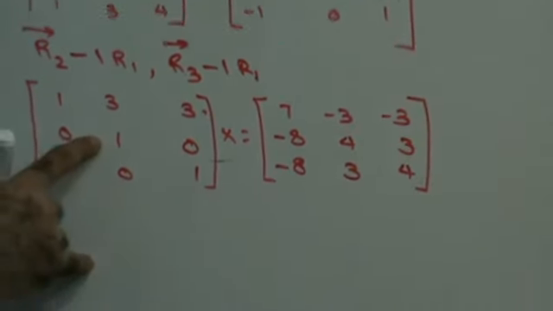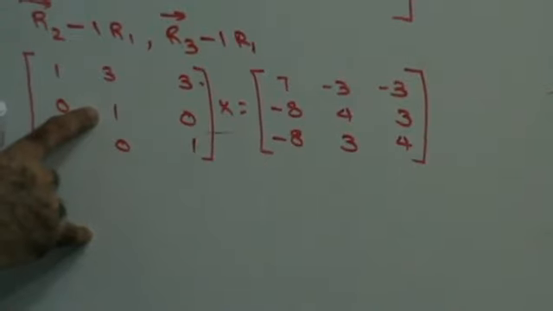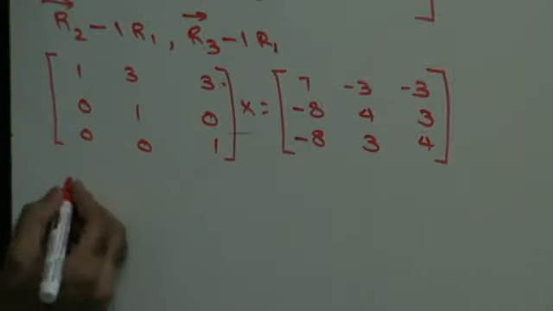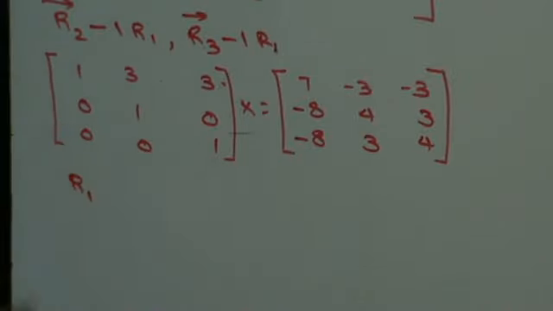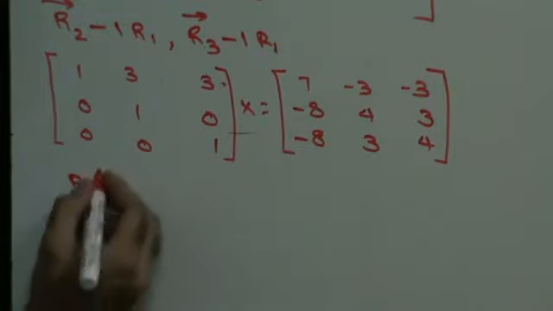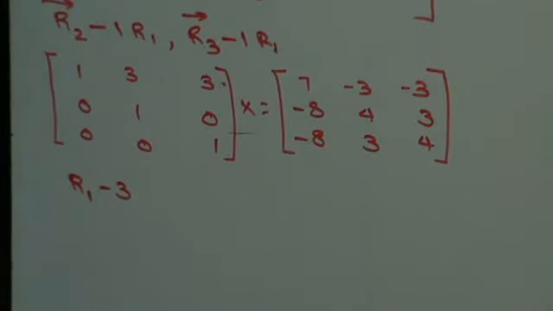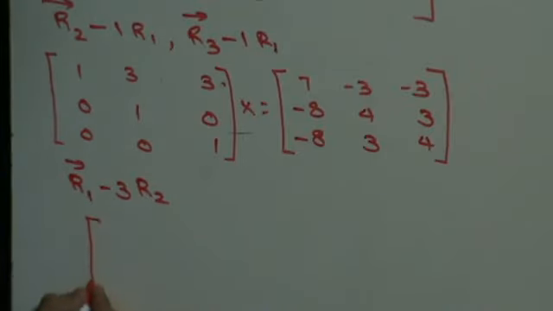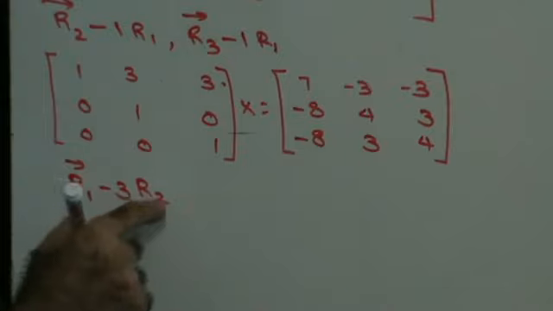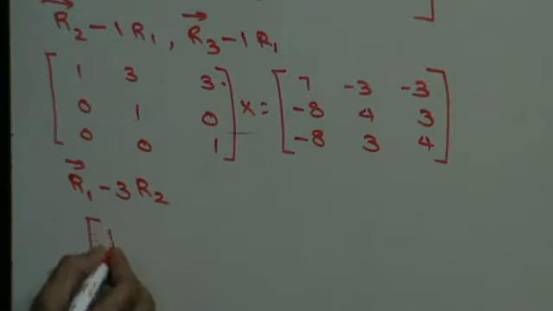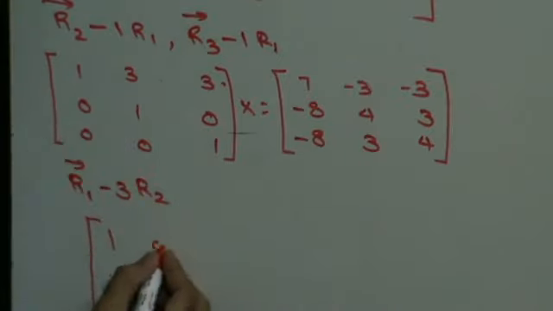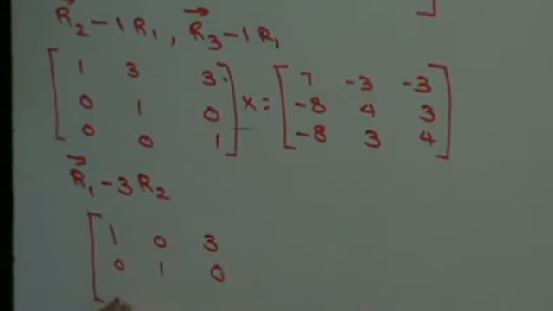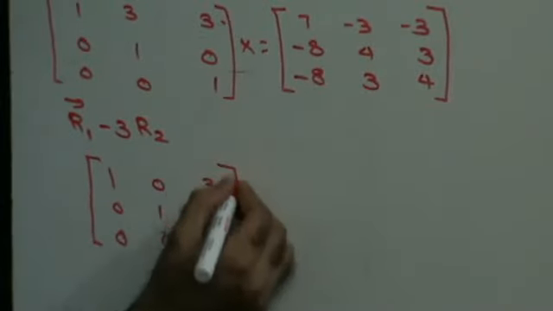Now the number in the fifth position has to be 1, it is already 1. The number in the sixth position has to be 0. Where is this number in R1? What is the number? 3. What is the complement of 3? Minus 3. R2. So in that case this will be R1 minus 3 R2. 1 minus 0, 1. 3 minus 3, 0. 3 minus 0, 3. 0, 1, 0. 0, 0, 1.